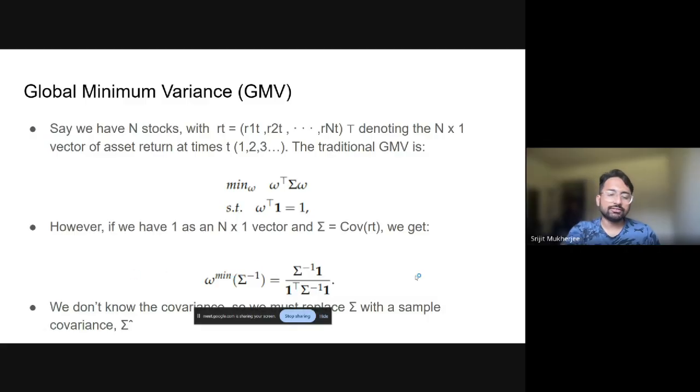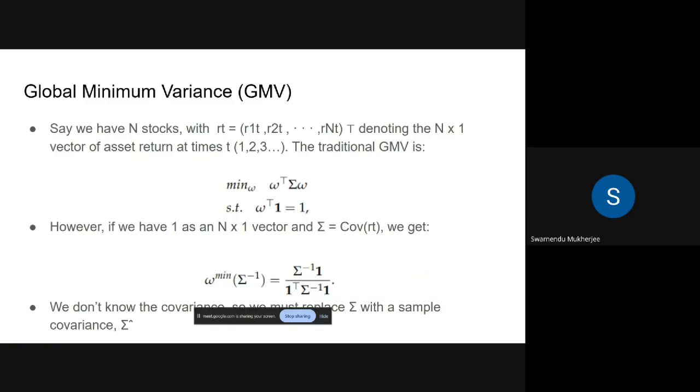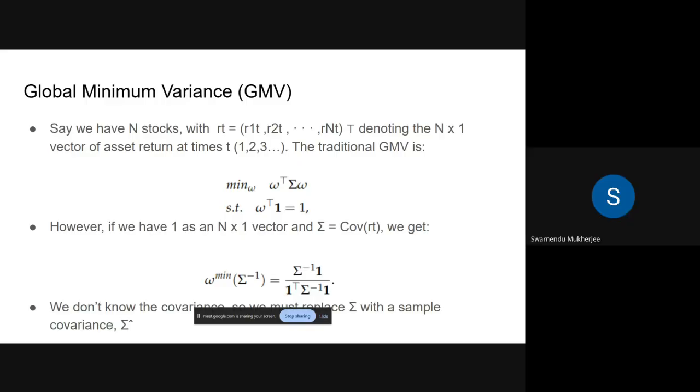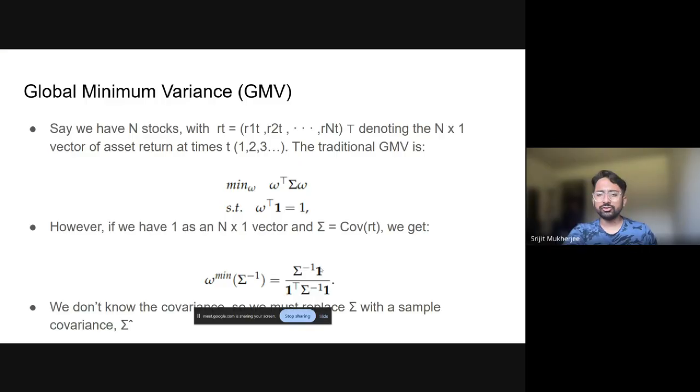So the whole idea is finding the weights W such that the risk is minimized, right? It's saying that the W for which the risk is minimized is this. Raghav, I hope you understood what I mean, and others.